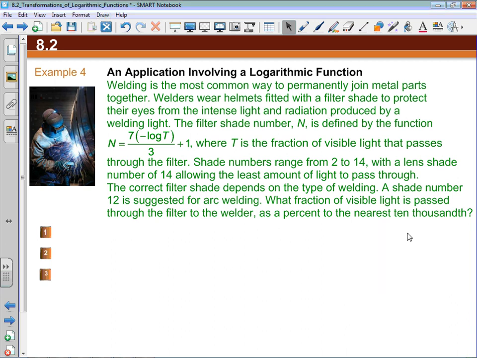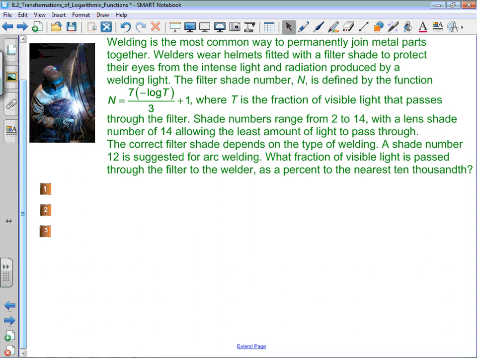8.2 example 4 in Math 30-1. It wants us to actually use some kind of a logarithmic function to solve something. And every time we solve a problem like that, it's important to remember what the variables mean. And it tells us that n is equal to, I've got to find it here, the filter shade number. So I'll put shade number there. And maybe I'll underline it in the block.